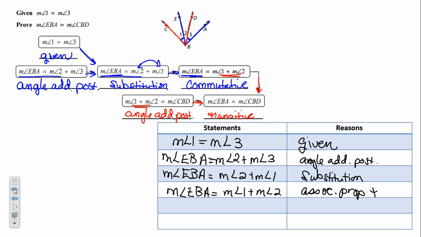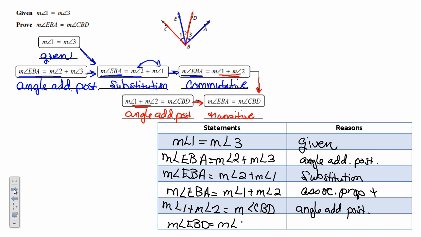And then next, they brought in the next thought of the measure of angle 1 plus the measure of angle 2 is the measure of angle CBD, that red angle. Angle addition again. And finally, what we were trying to get in the first place, EBA is congruent or equal to the measure of CBD by transitive.